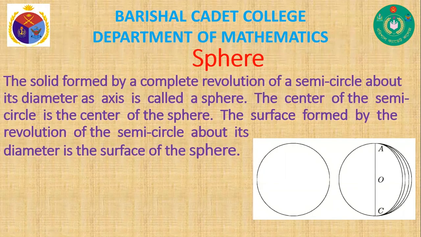Simply, if a semicircle is revolved about its diameter, then a sphere is formed. The center of the semicircle is called the center of this sphere. Here O is the center of this semicircle, so O is also called the center of the sphere. The surface formed by the revolution of the semicircle about its diameter is the surface of the sphere. So you have understood what is the surface of the sphere.